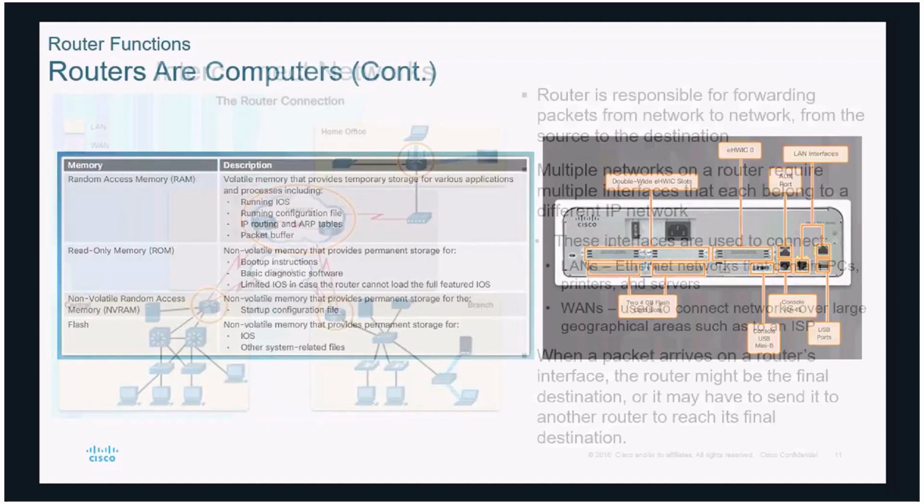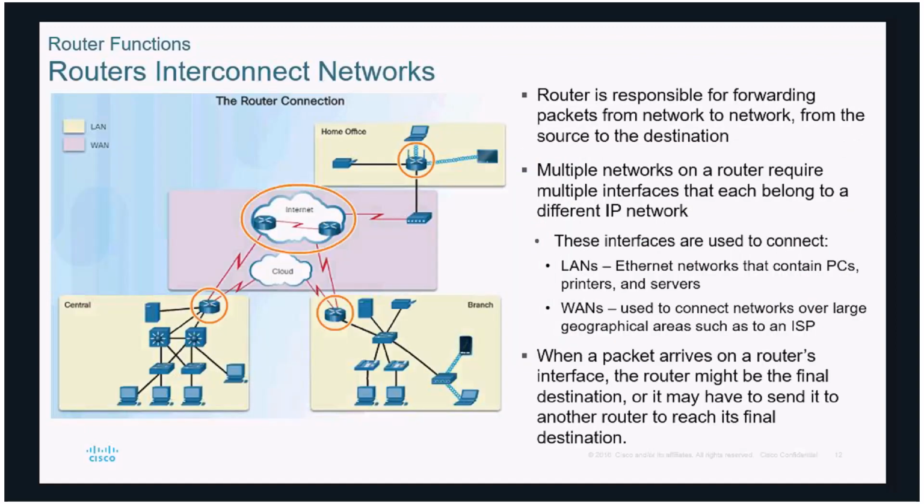Okay, so routers interconnect networks. That's their job, and it forwards packets from place to place. The interfaces of routers connect both LANs and WANs, and a WAN is a wide area network, such as to an ISP. That kind of connection is a WAN connection.